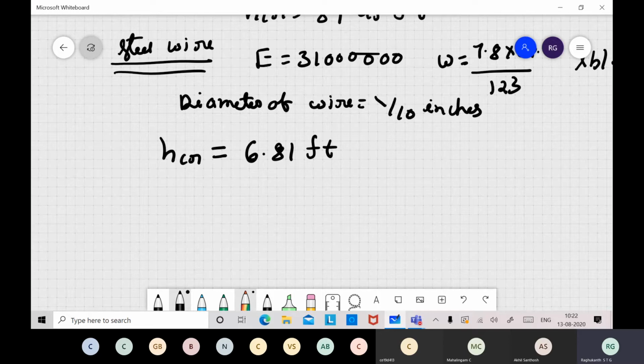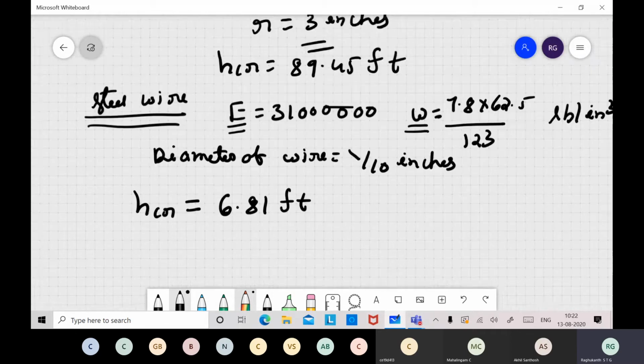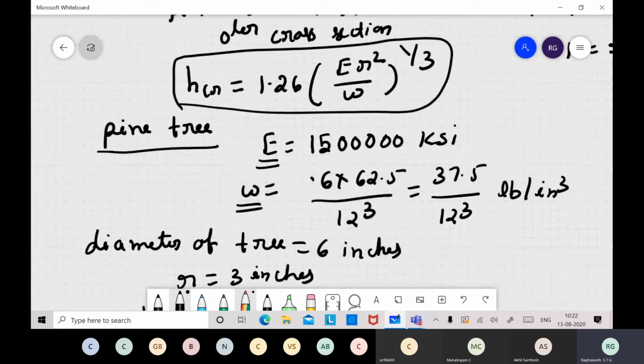Now you can even calculate how tall a human being can grow. The only thing is you should know the Young's modulus, and you should know this W, and how fat that fellow is. So if the radius is known, how much height he can grow you can easily compute from this expression.